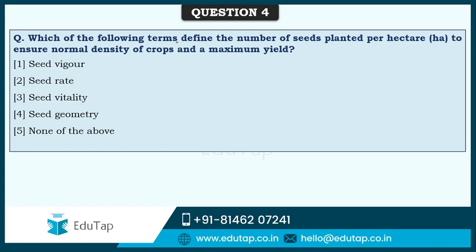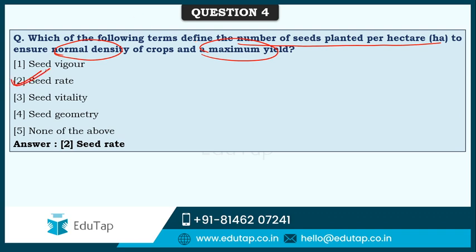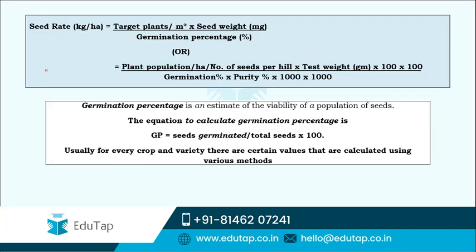Which of the following terms defines the number of seeds planted per hectare to ensure normal density of crop and maximum yield? Yes, you all are correct. It's seed rate. And here the seed rate can be expressed by two formulas. I don't think that formula-based or numerical questions will come in the exam, but still just try to have an idea of the formula. But in AFO, yes, they can ask the question.